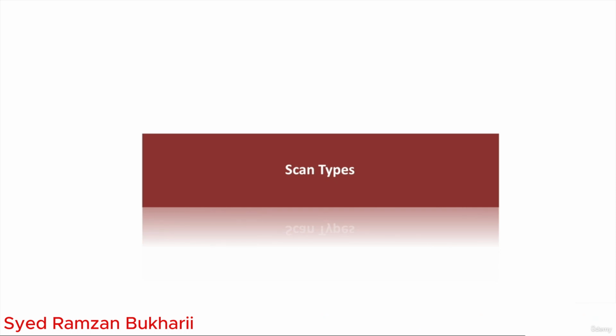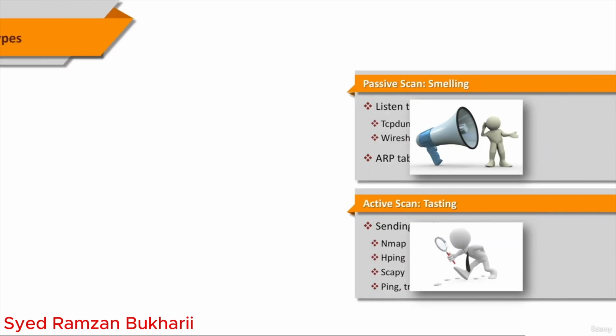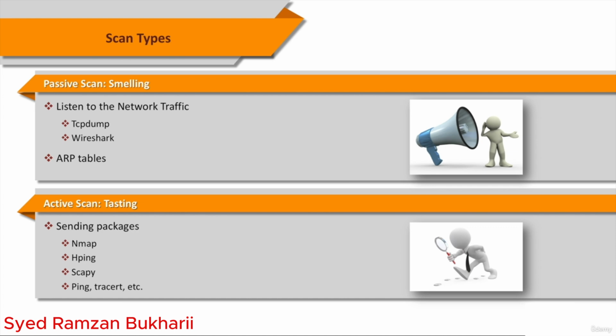You can scan the network to find out the computer systems in a network and discover the network topology. First, let's see the scan types. There are two types of scanning.